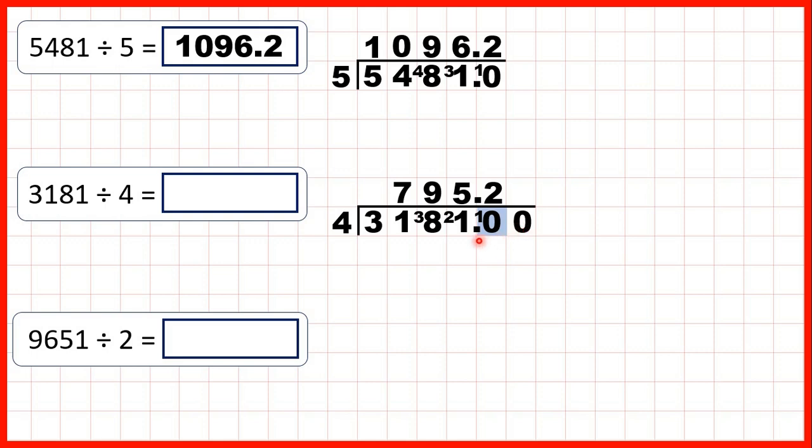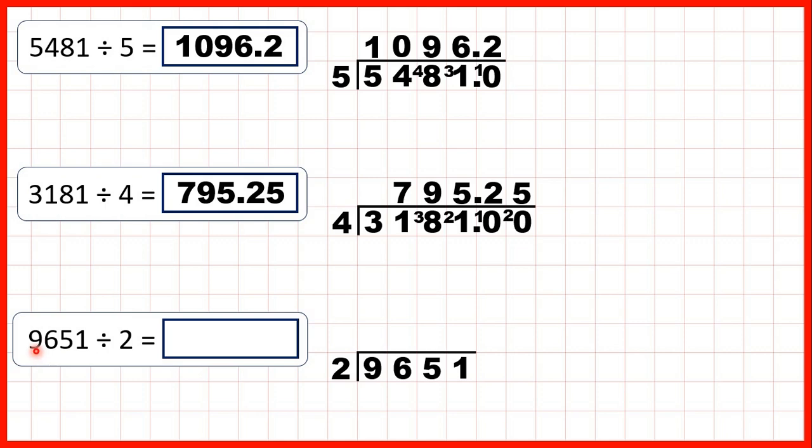Notice this time it's not a point 0 because we can only ever have one decimal point in a number. But we can write a 0 in the hundredths place because 3,181.00 is just the same as 3,181. So we haven't changed the question, but now we have a digit to write our remainder 2 in front of. So now 20 divided by 4 is exactly 5, so our answer is 795.25.